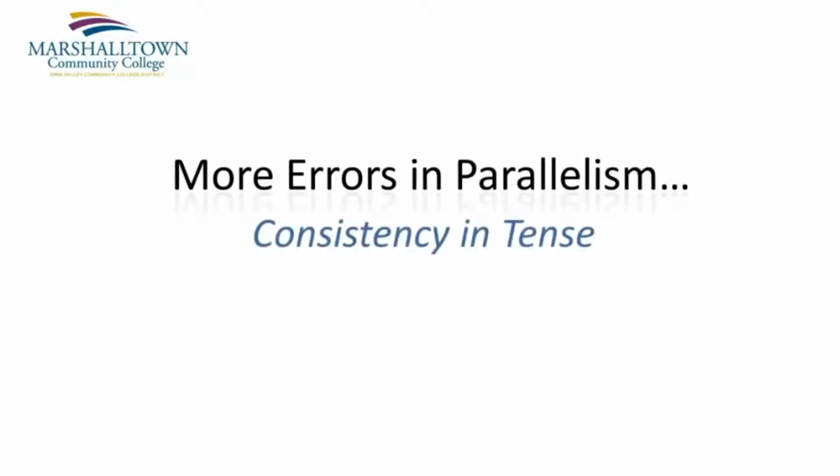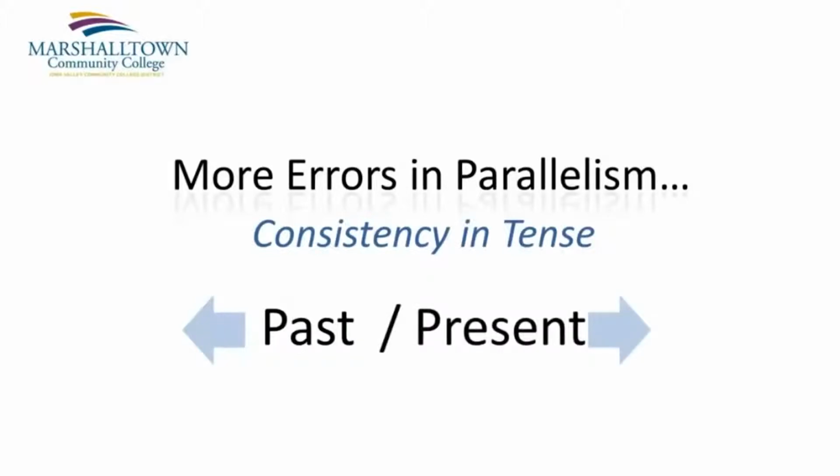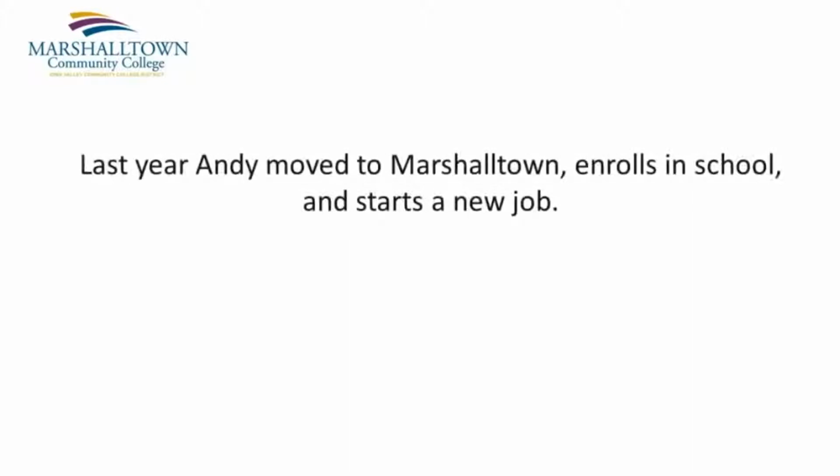Another common error in parallelism is to write items that use inconsistent tense. That means some of the words in this series might refer to the past, while others refer to the present or future. For example, last year Andy moved to Marshalltown, enrolls in school, and starts a new job. Can you spot the problem here? If we read the sentence lead with each item, it's a little easier to identify the inconsistency.